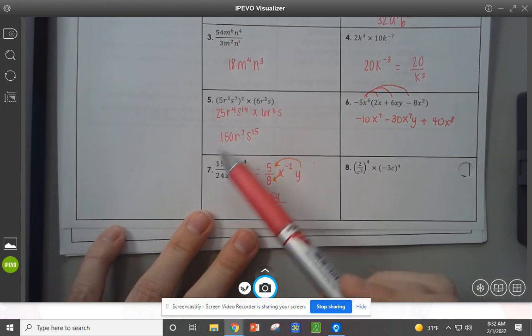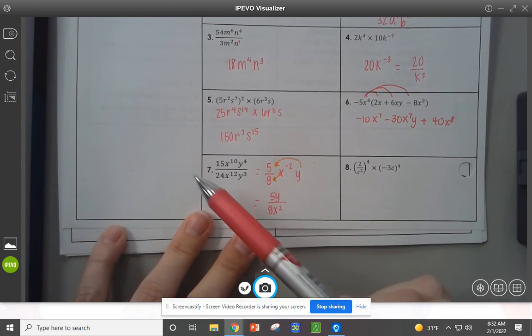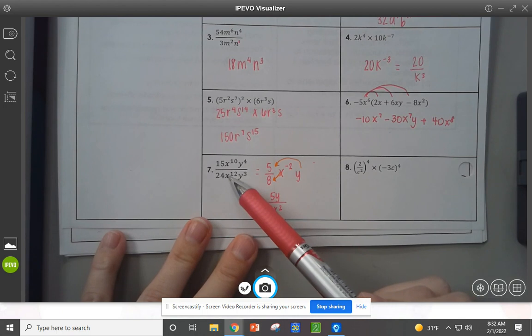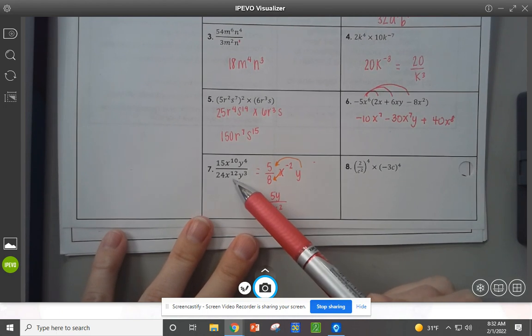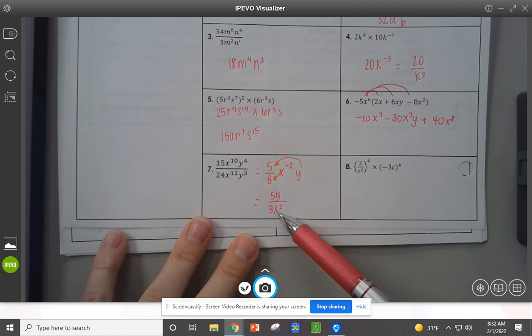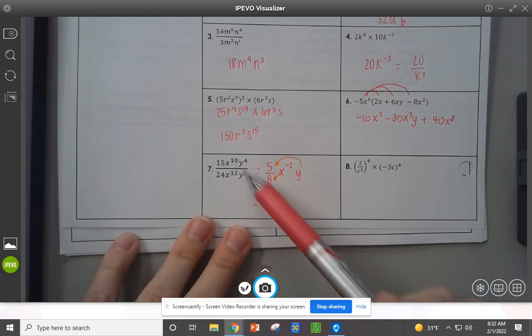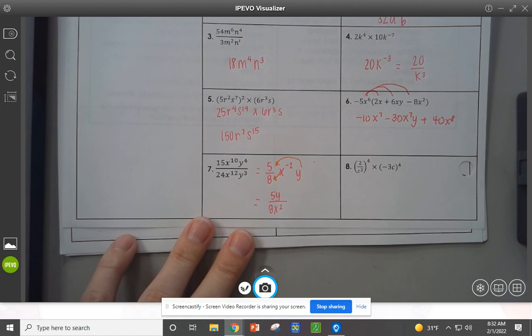Now, some other ways that you can think about these problems, you may see it a little different. You may realize that there are 2 more x's on bottom than there are on top. So when you cancel out, you're just left with x squared on bottom. And then you'll realize that there's 1 more y on top. So when you cancel, you're left with 1 on top. And if you can get straight here, that's okay.